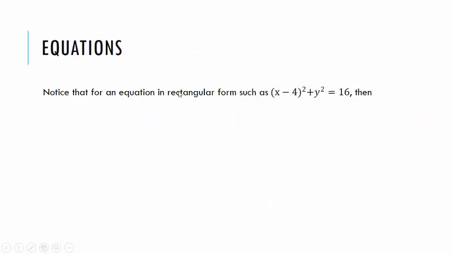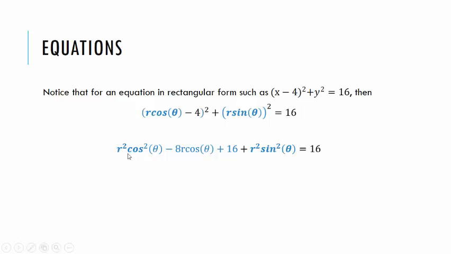Equations. If you were given an equation in rectangular form, such as a circle, you'll notice this is the circle which has center 4, 0 in a rectangular plane with radius 4. By plugging in the conversion formulas, x equals r cosine of theta and y equals r sine of theta, I can expand this so that I have r squared cosine squared minus 8r cosine. This is a binomial, so I have expanded that part, and then my r squared sine squared is written here.